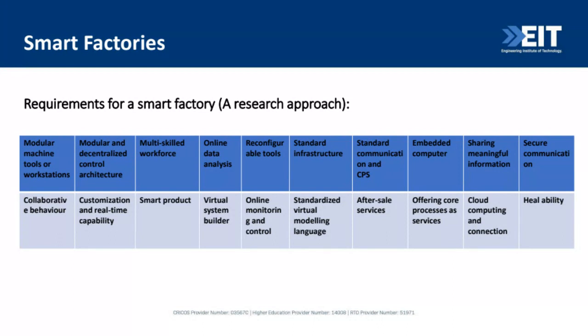So online database, real-time monitoring, standardized virtual modeling language, which is very important. So we have to have standard for everything. So cloud computing, smart products, and standard for communication protocols. And the system should be healable. So the machines, for example, the robots should be healable. They have to be able to heal themselves in some point. Definitely not totally, but in some special point. And then there should be collaborative behavior between the machine and robot and human.